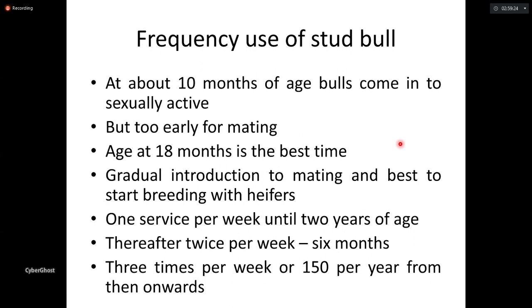So what we usually do is initially, we will use them for at least one service, like a sexual mating, right? For maybe 2 years, until they reach 2 years of age, at least one mating per week. So that's the main target, right? But after that, we can go for at least two services per week, right? For the next 6 months, and later we can go even higher number of services per week, right? And do the breeding process or plan the breeding process in a particular farm, right?